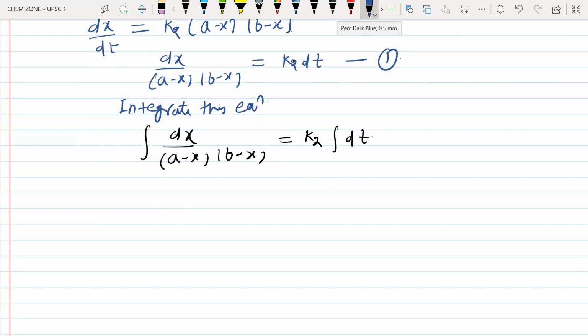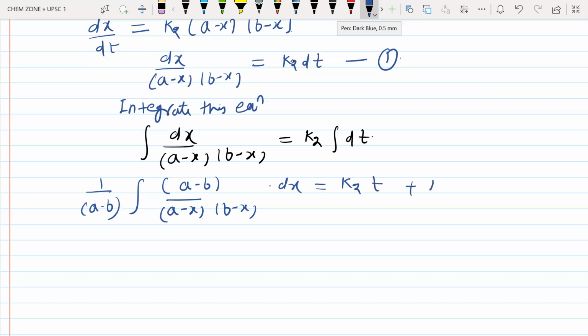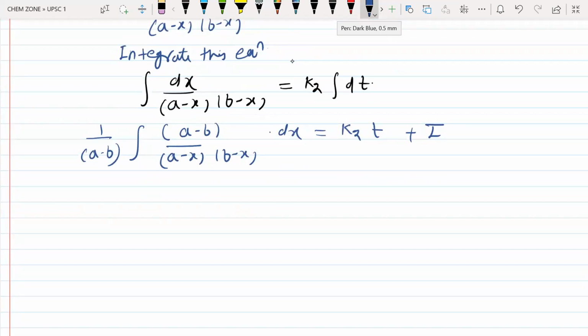Now see, for solving this term, we need to multiply as well as divide at the same time by a minus b. The RHS can easily be integrated. I is the integration constant, you know that.